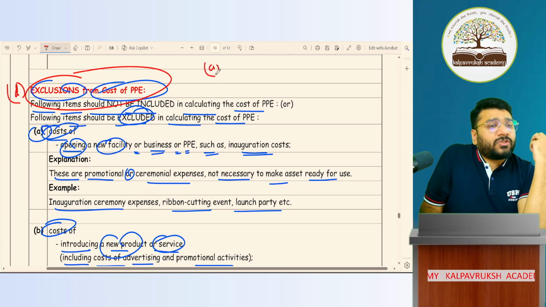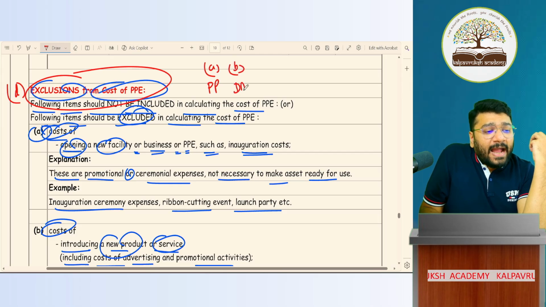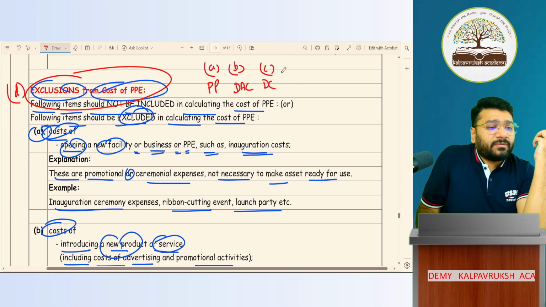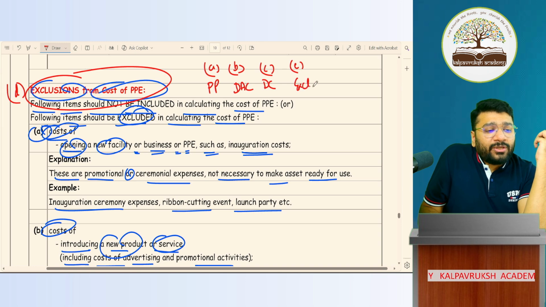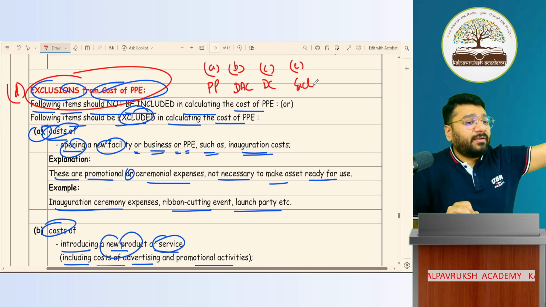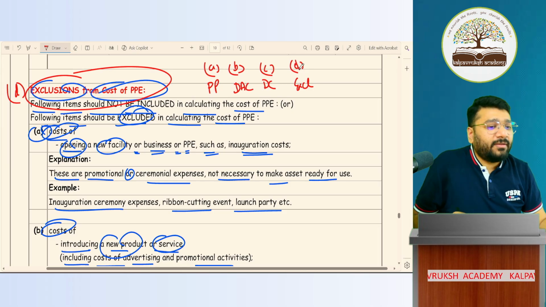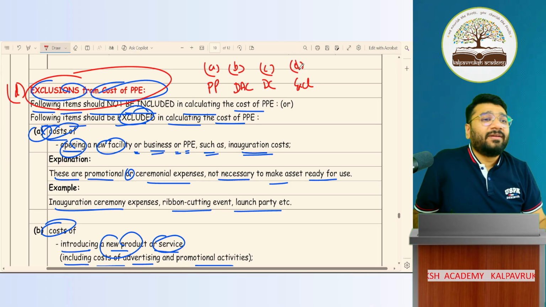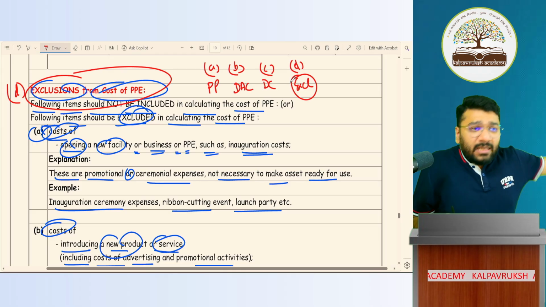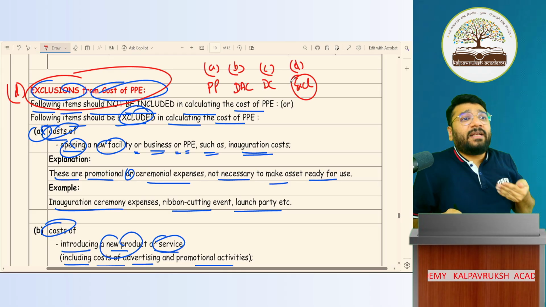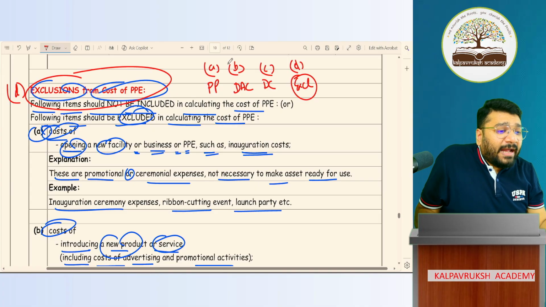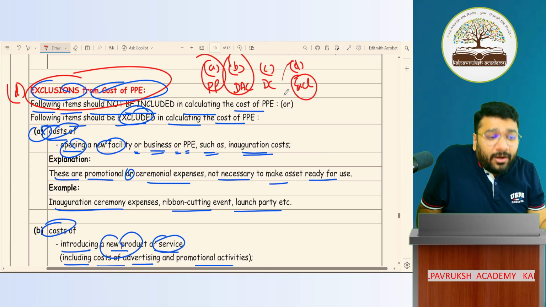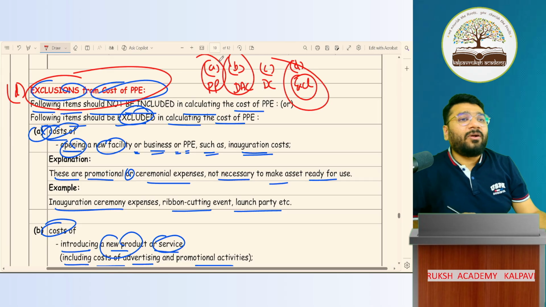So A is cost of PPE, purchase price of PPE. B is directly attributable cost. C is decommissioning cost or restoration cost. D is exclusions. All the four have to be remembered. In the question, he has given a list of items. He is asking you to classify them as per A, B, C or D. Got it? Not got it?